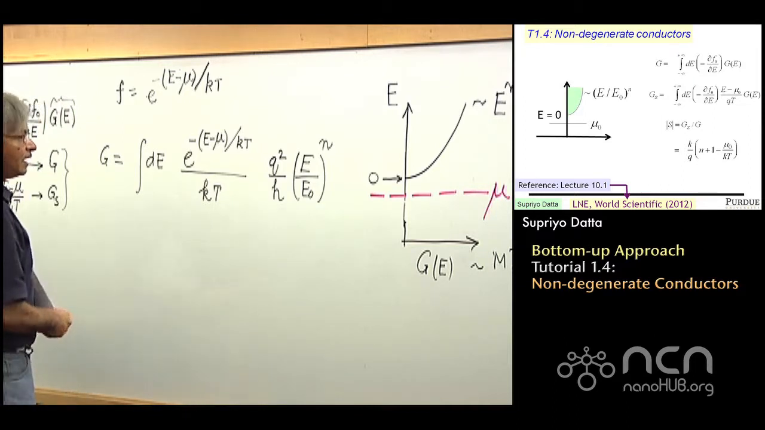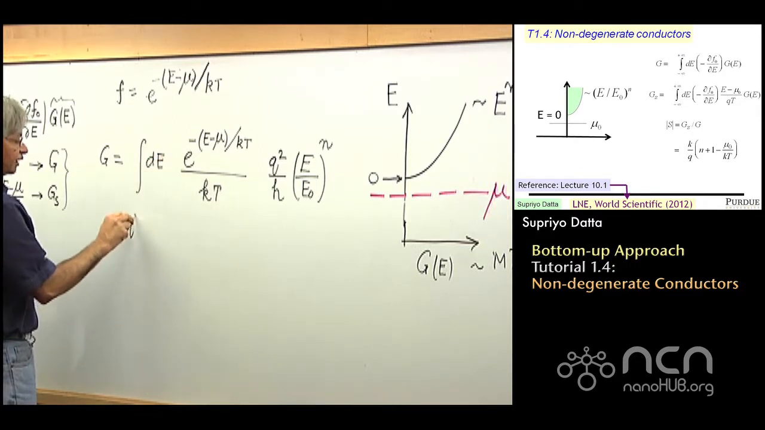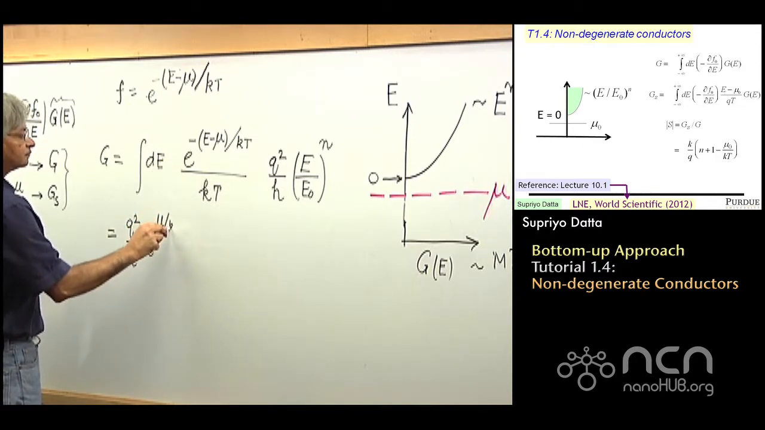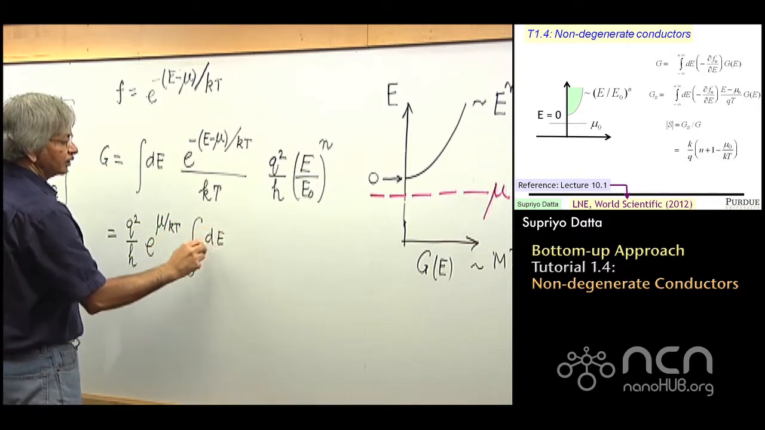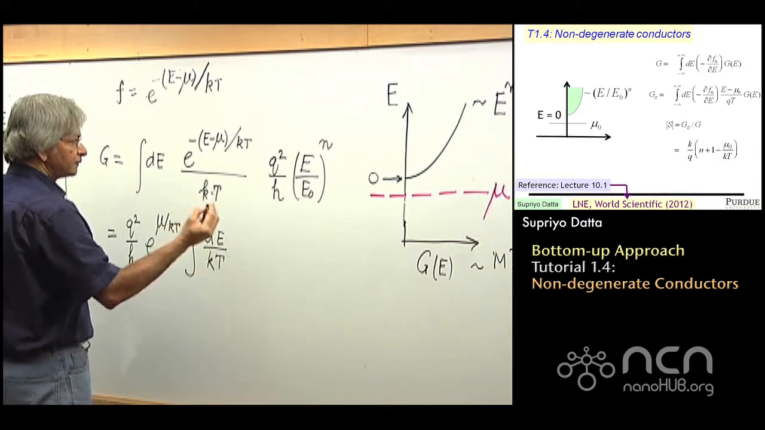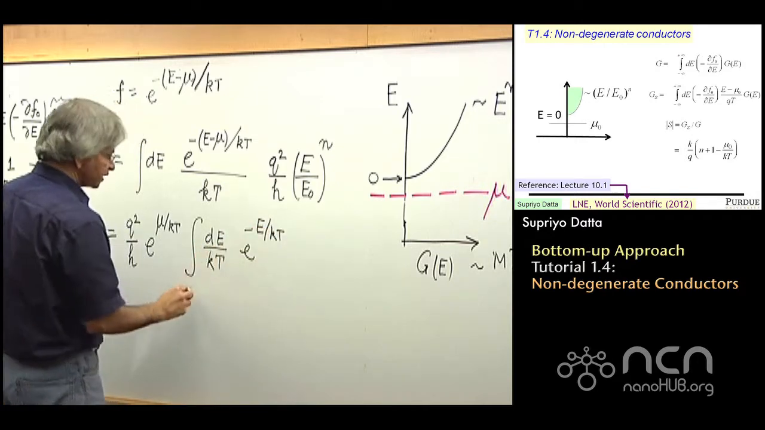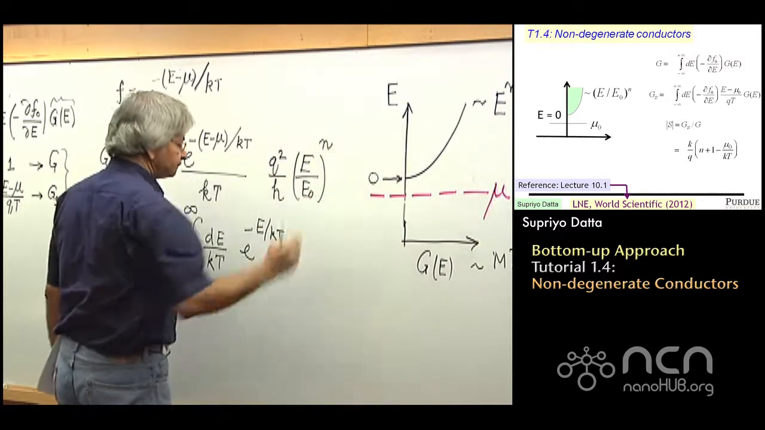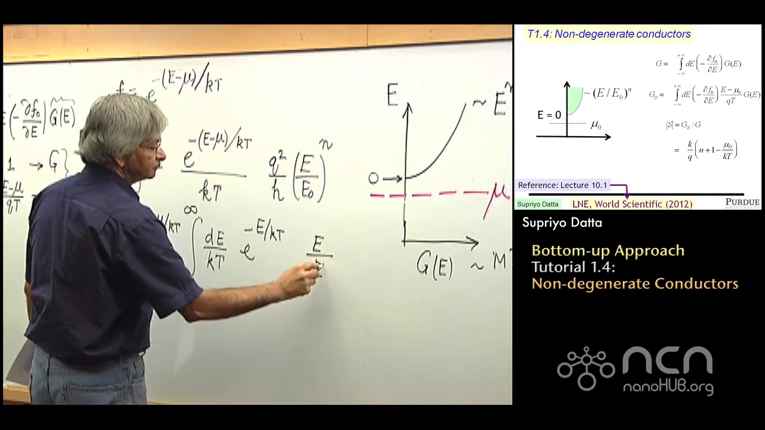Okay? Now if you use that, then what we can do is rewrite this thing a little bit. We can bring the q squared over h out front. We could take the exponential mu over kT out front. And then inside you have dE over kT, exponential minus E over kT. And all this, of course, gets integrated from 0 to infinity. That's where it's from 0 upwards. And then you have the E over E0 to the power n.